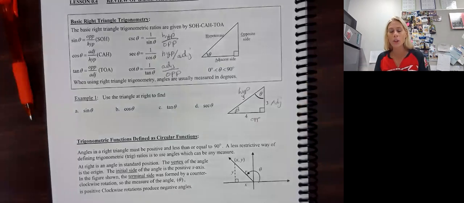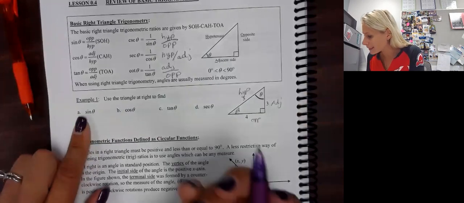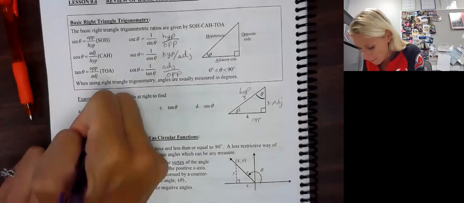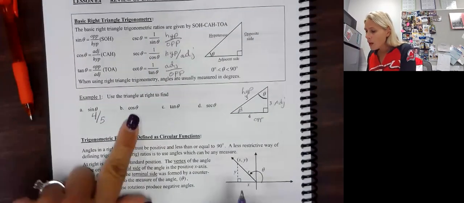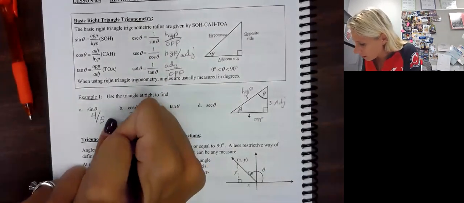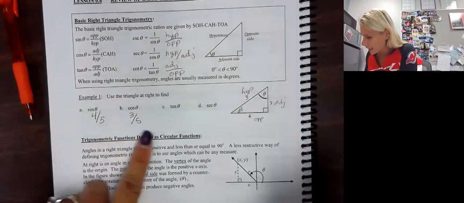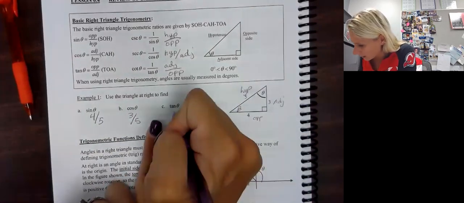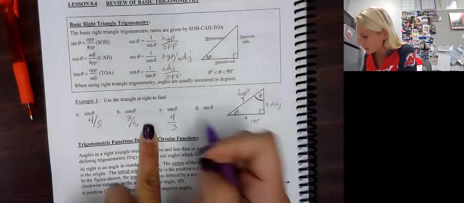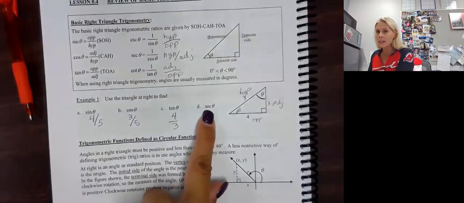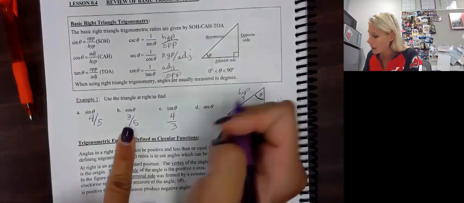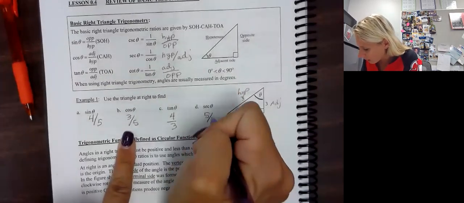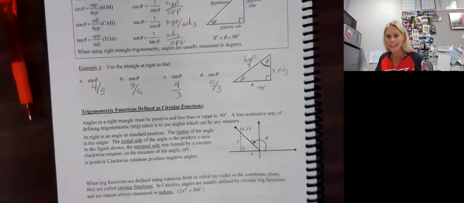Because now I can automatically put it in the ratios. Sometimes you will have to simplify. Sometimes you do not want a radical in the denominator, so you need to be careful on how you simplify that. So sine, of course, is opposite, which is 4, over hypotenuse, which is 5. Cosine is adjacent over hypotenuse. Tangent is opposite over adjacent. Secant, let's remember, secant is reciprocal of cosine, so I'm just going to switch it to 5/3. Okay, and that's your basic stuff.